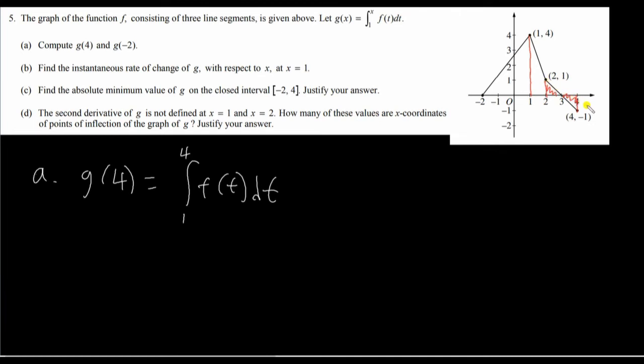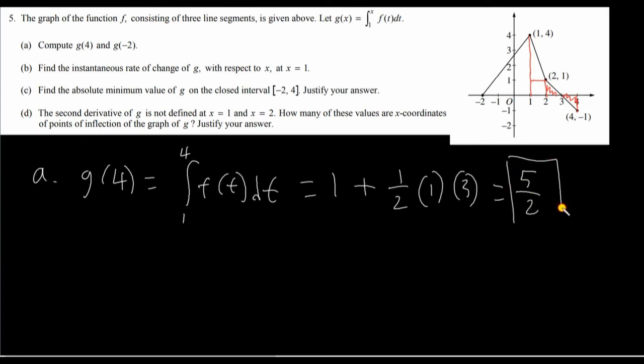So these are going to cancel each other out. So now we're just left with this area. So we have this 1 by 1 square, so it's going to have 1 by 1 plus this triangle, which is 1/2 times 1 times 3, and that comes out to be 5/2.